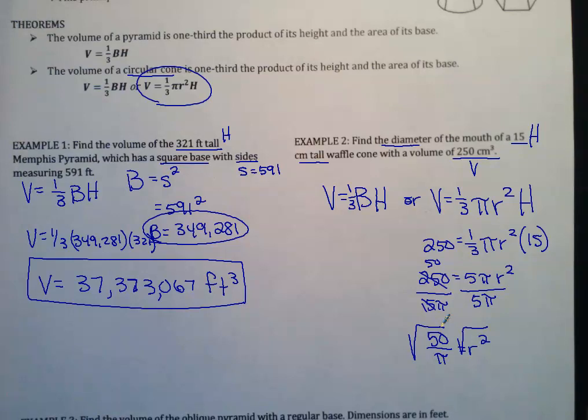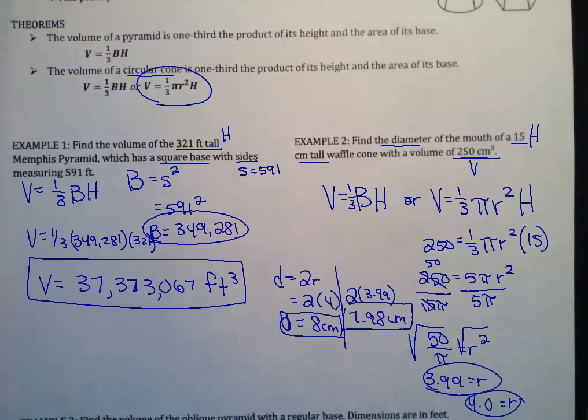Okay, I'm going to pause this while we work with our calculators and figure out how to do it. You're right, we bypassed this. Okay, so we got our radius to equal 3.99, and then to find our diameter, we said diameter equals 2 times the radius, which was 7.98 or 8, depending on how you round it.